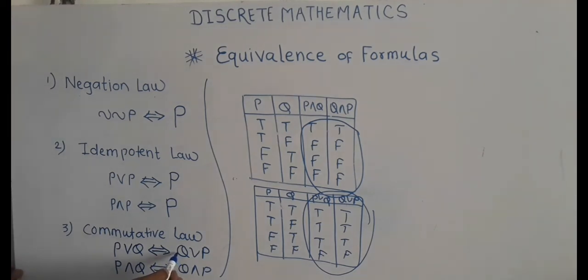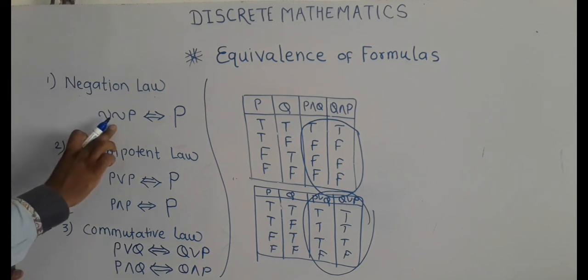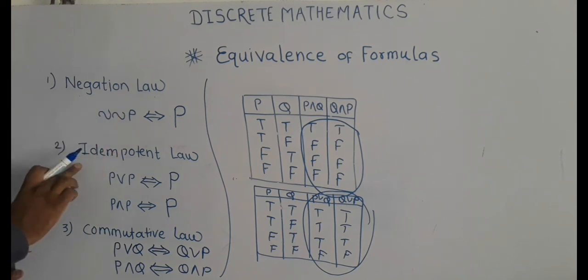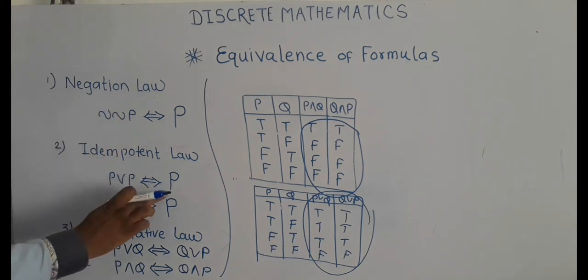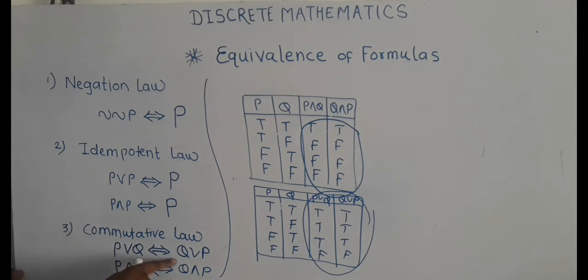I repeat all these three again. The first is the negation law, that is not not P is P. The idempotent law: P or P is logically equivalent to P, and P and P is logically equivalent to P. The third is the commutative law, that is P or Q is logically equivalent to Q or P, and P and Q is logically equivalent to Q and P.